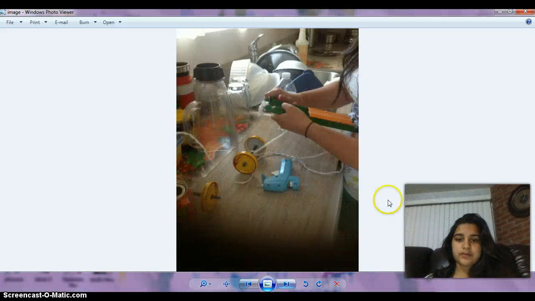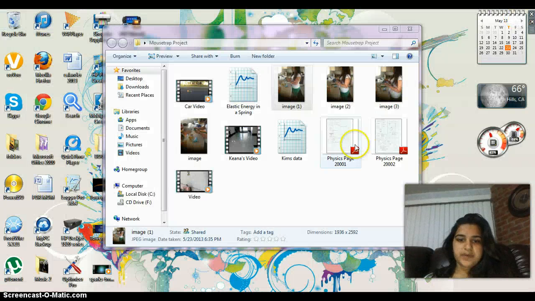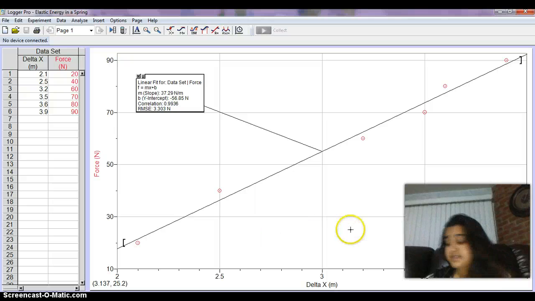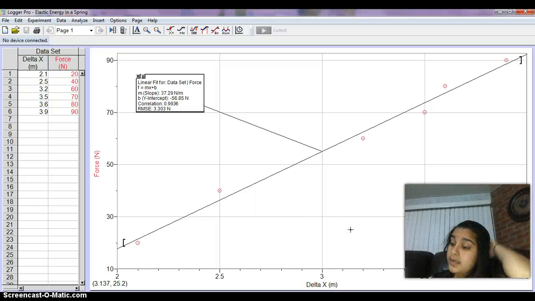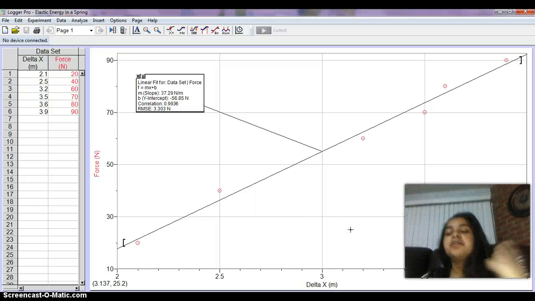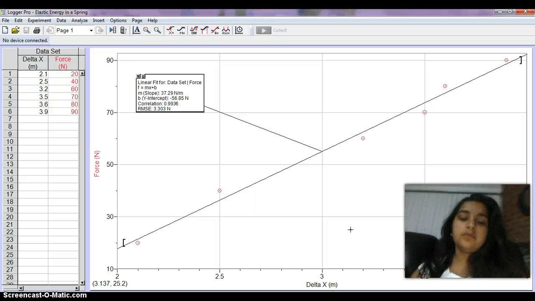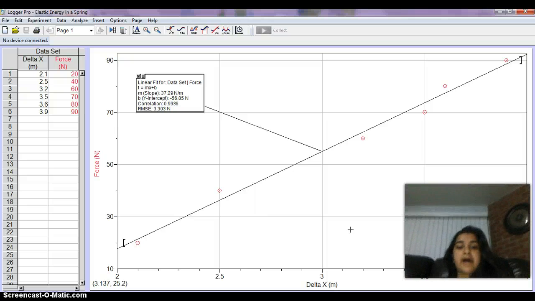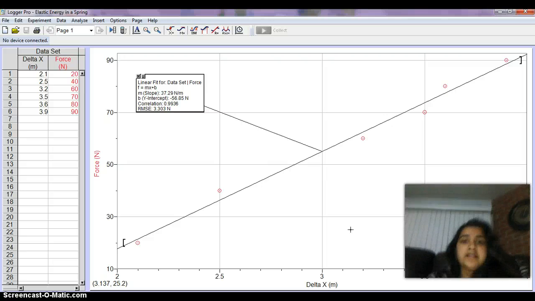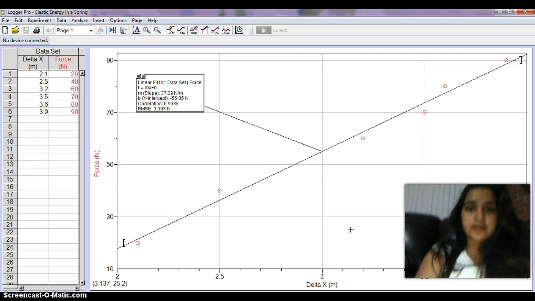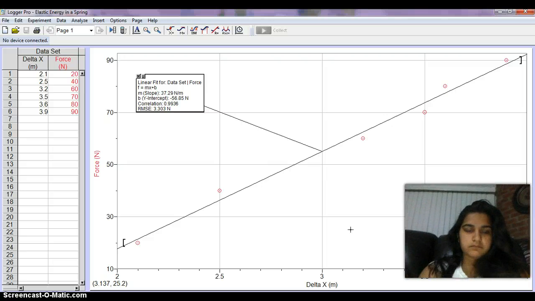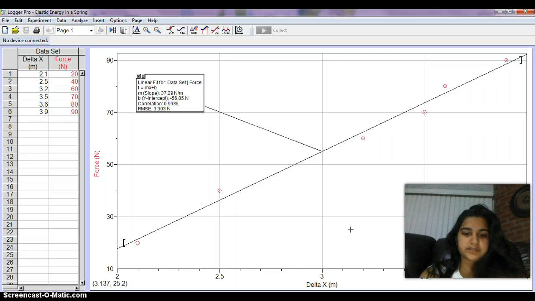Throughout the day, I'm gonna start off with my elastic energy, which is the energy stored in the MouseTrap spring, and this is the graph of me finding the elastic energy within the spring of my MouseTrap, or of the cars that I use MouseTrap.